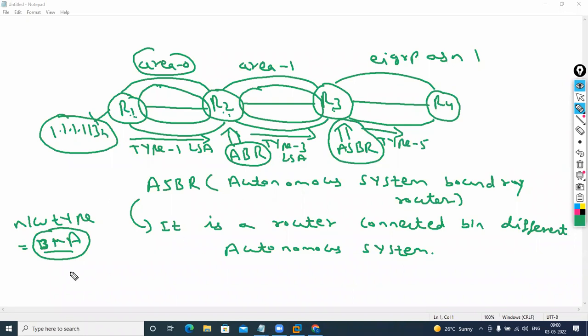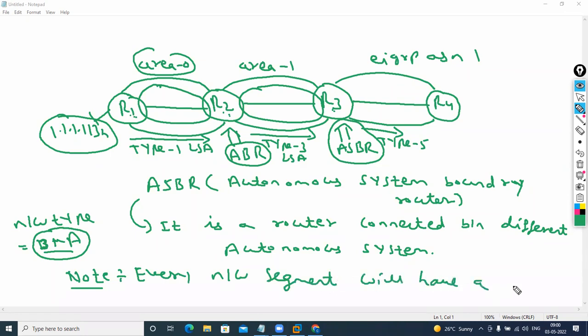So note, every network segment will have a DR and a BDR. Very important point from the interview perspective.